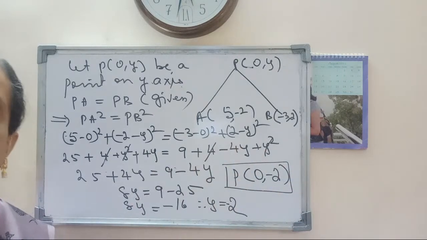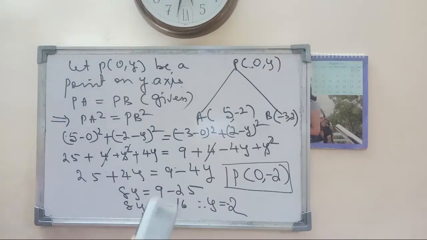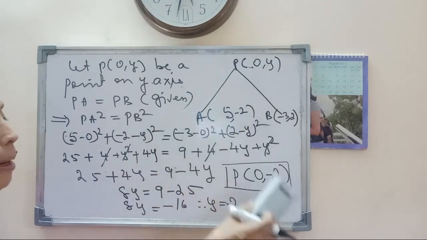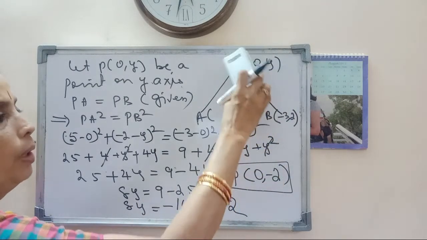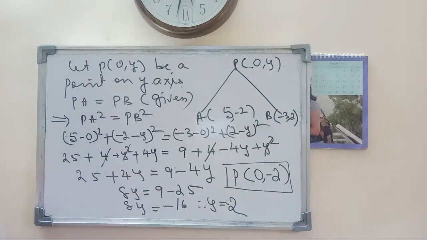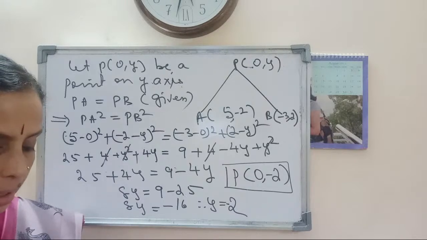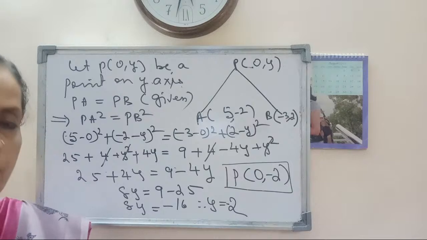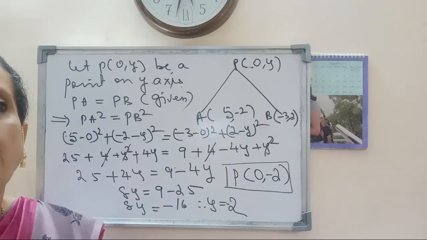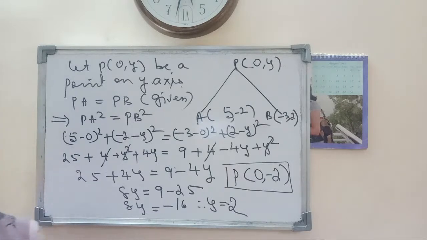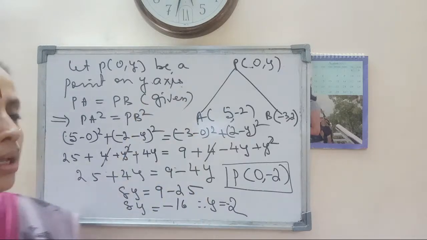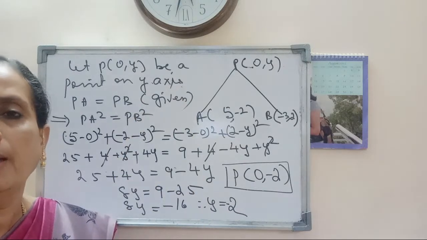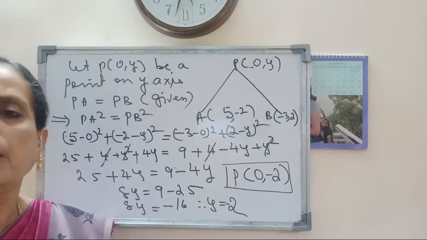You can check this. How can we check? If you find the distance PA by putting y equal to minus 2, and PB, both will have the same distance. We can do the verification. Sometimes they will not give a hint in the question, so also verify your answer. Putting y equal to minus 2, if you check the distance, PA is equal to PB. Go through this.